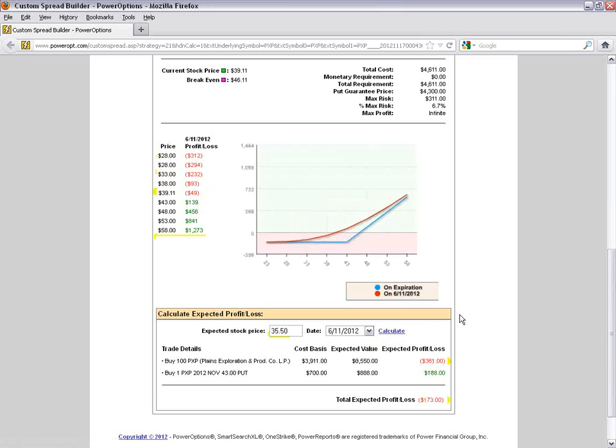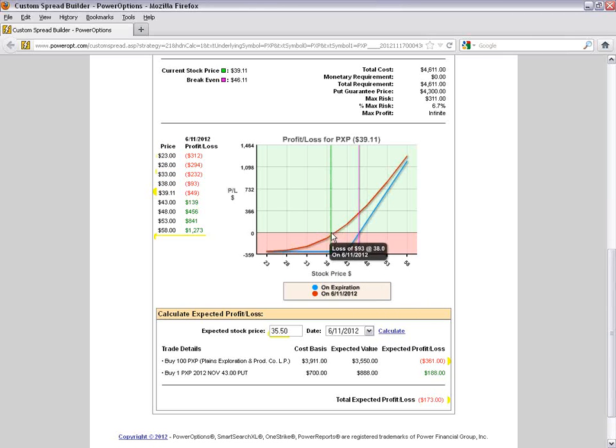All right, so let's go ahead and calculate that. Well, even if the stock goes against us and drops down to $35 per share, theoretically we'd have a loss of $361 on the stock. And we'd have a gain, theoretically, of $188 on the put option. So we'd only suffer a loss of about $173, which is about half of our expected loss.